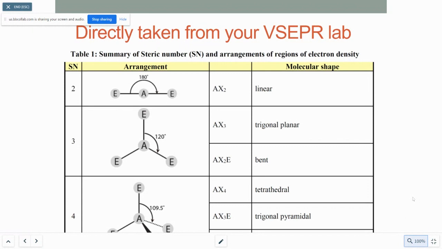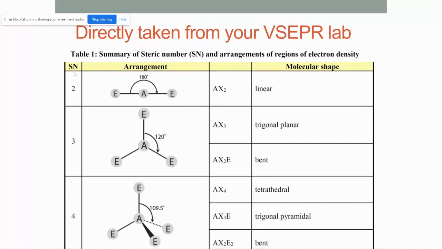Anyways, underneath AX3E, there is something called AX2E2, and the structure of that is going to be called bent, and that's why right here, do you see that AX2E2? That's why it's bent.